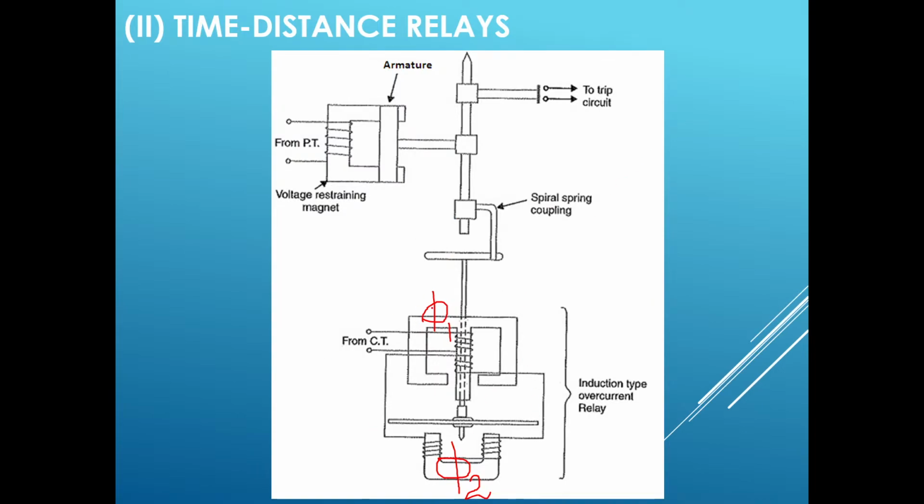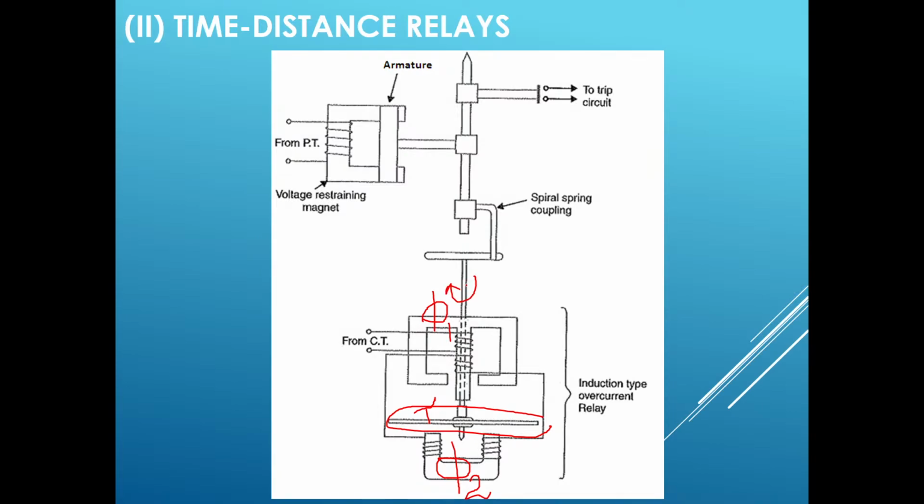Okay. So here phi1 is the flux induced in the upper electromagnet, phi2 is the flux in the lower electromagnet. Due to interaction of these two fluxes, two torques will be induced in this disk, and the resultant torque will cause this disk to rotate. Okay, so the net torque will cause this disk to rotate. When this disk rotates, this rod, which is attached, also starts to rotate.